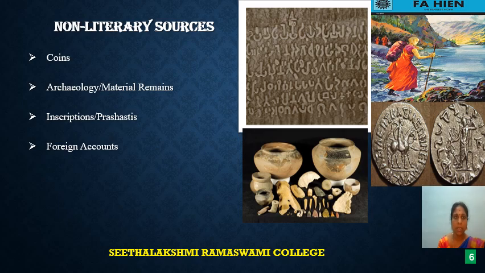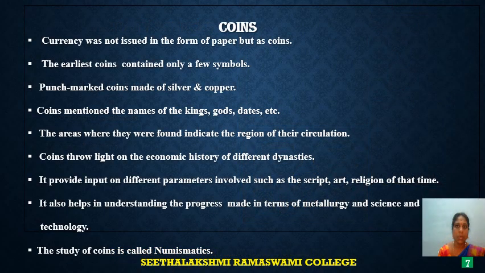Now we discuss coins. Ancient money was not issued in the form of paper, but as coins. The earliest coins found in India contain only a few symbols, that is, punch-marked coins made of silver and copper. But later, coins mention the name of the king, gods, dates, etc. The areas where they were found indicate the region of their circulation. This enabled historians to reconstruct the history of several ruling dynasties, especially the Indo-Greeks who came to India from North Afghanistan and ruled in India in the 2nd and 1st century BC.